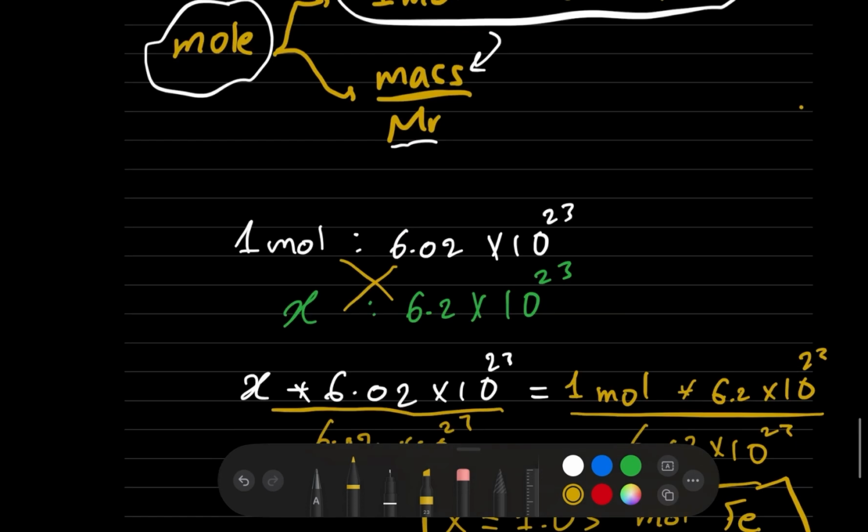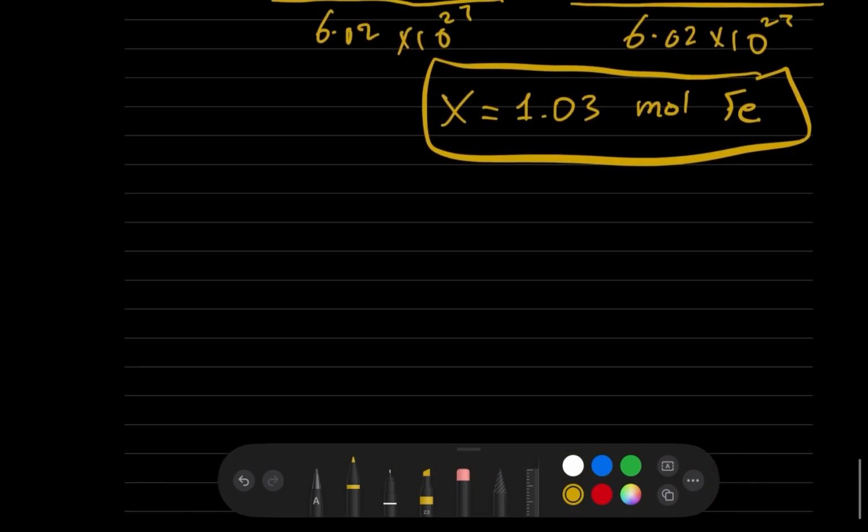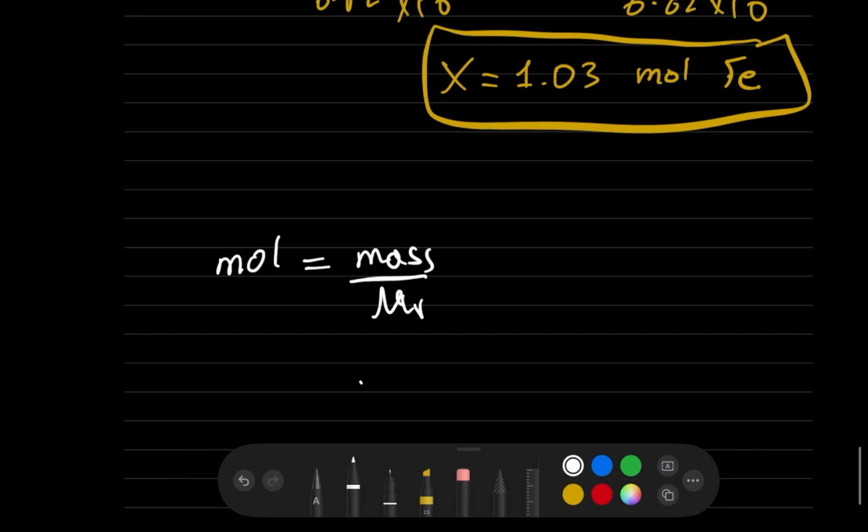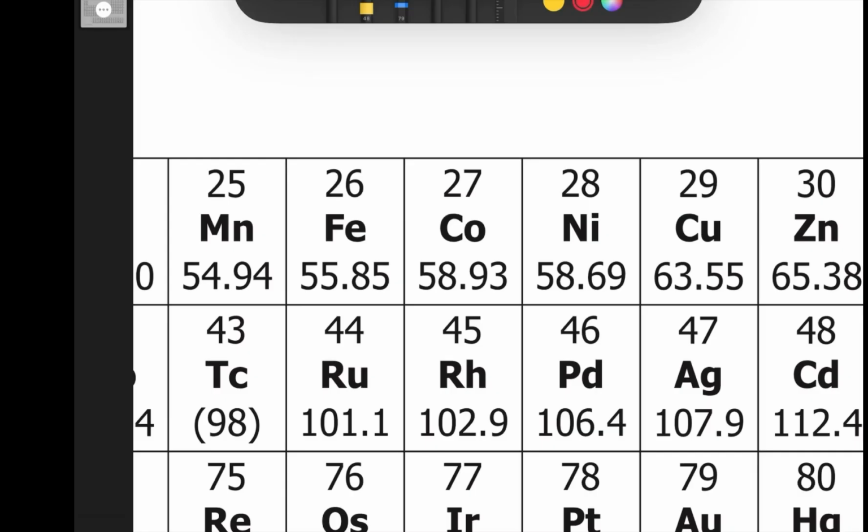Since we have the number of moles of iron and I need to calculate the mass, we go back again. I have the moles, the AR, and the mass. Now I can do it. So let's apply the rule again. The moles are equal to mass over molar mass. The moles are equal to 1.03, the mass is unknown, over the molar mass. Where do you get this molar mass from? Here you are, we have iron. This is the number that we need. It's 55.85.